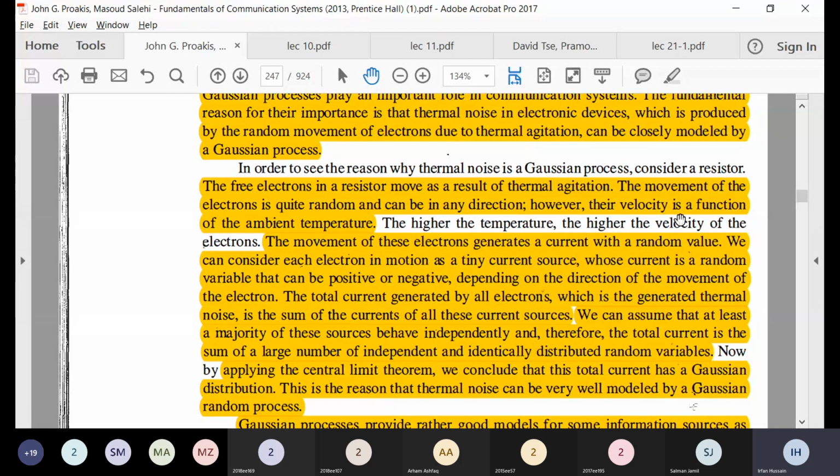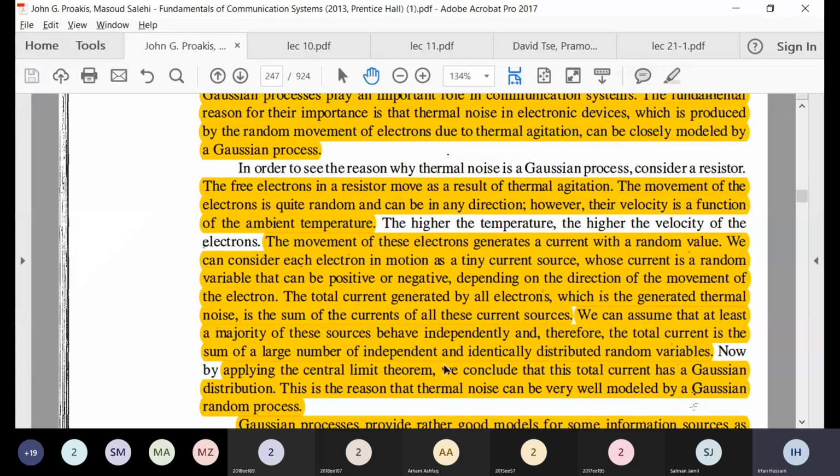Now these electrons will produce a current, we know, and every electron will produce a current, and every current will be a random value because they have random motion. So each electron produces a tiny current. The current is a random variable because you are mapping the random movement to a real value in terms of the current. So the current becomes a random variable. It could be positive or negative depending on the direction of the movement of the electron. In one direction it could be positive, in another direction negative, as we have seen for currents.